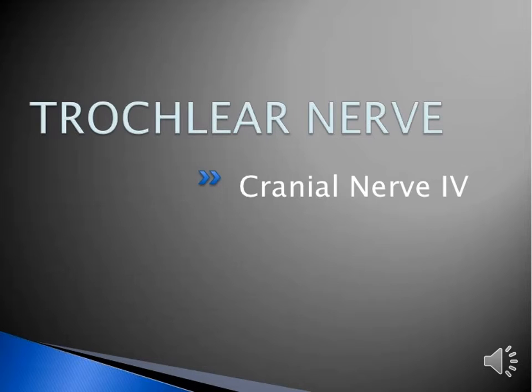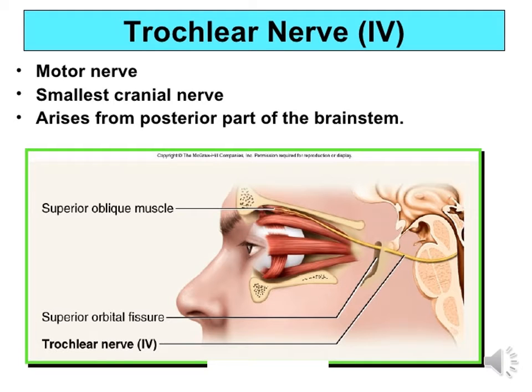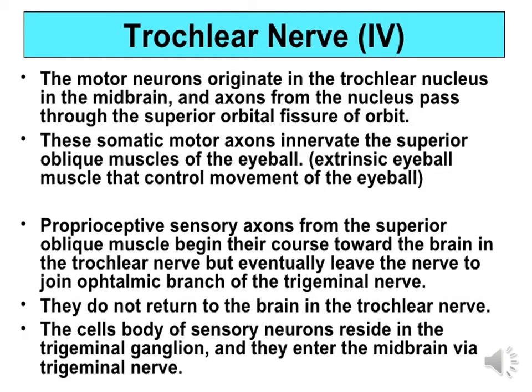The fourth cranial nerve is called the trochlear nerve. The trochlear nerve is a pure motor nerve. It is the smallest cranial nerve and arises from the posterior part of the brain stem. It has a short course. The trochlear nerve's motor neurons originate in the trochlear nucleus in the midbrain, and axons from the nucleus pass through the superior orbital fissure of the orbit. This somatic motor axon innervates the superior oblique muscle of the eyeball. This is one of the extrinsic eyeball muscles that control movement of the eyeball.